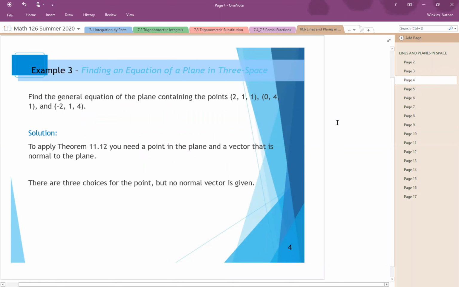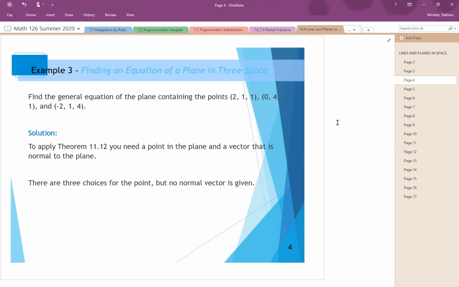I've written out all of our steps on this problem because I want us to walk through every little piece of it. There are some extra words in here that give us hints, and I've typed them out so everything is 100% clear. We're told: find the general equation of the plane containing the points (2, 1, 1), (0, 4, 1), and (-2, 1, 4). To apply Theorem 11.12, we need a point in the plane and a vector that is normal to the plane.